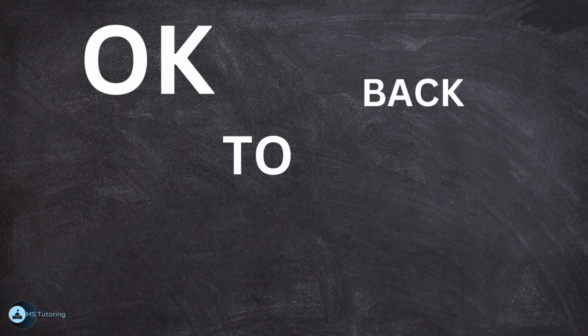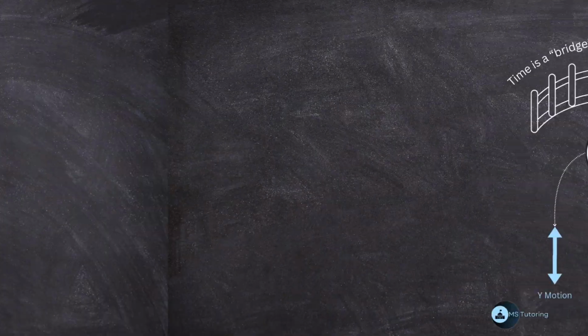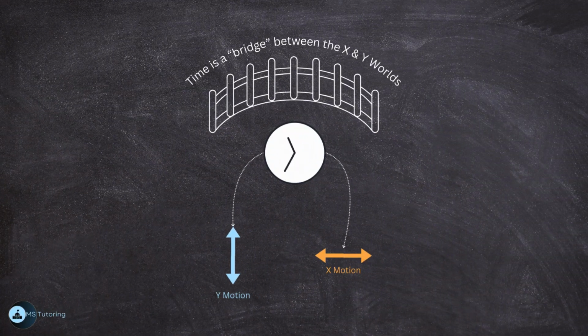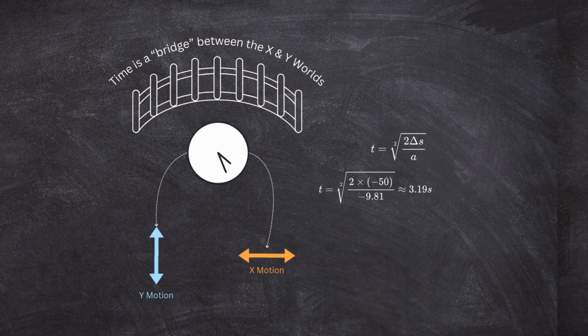Okay, back to projectile motion. In part 1, we took a look at the first 6 out of 10 commandments that will help us answer any projectile motions question we'd face in an exam. We spoke about how important the variable of time is in gluing the x and y motions together, and did our first calculations to find the total time spent in the air by a projectile.